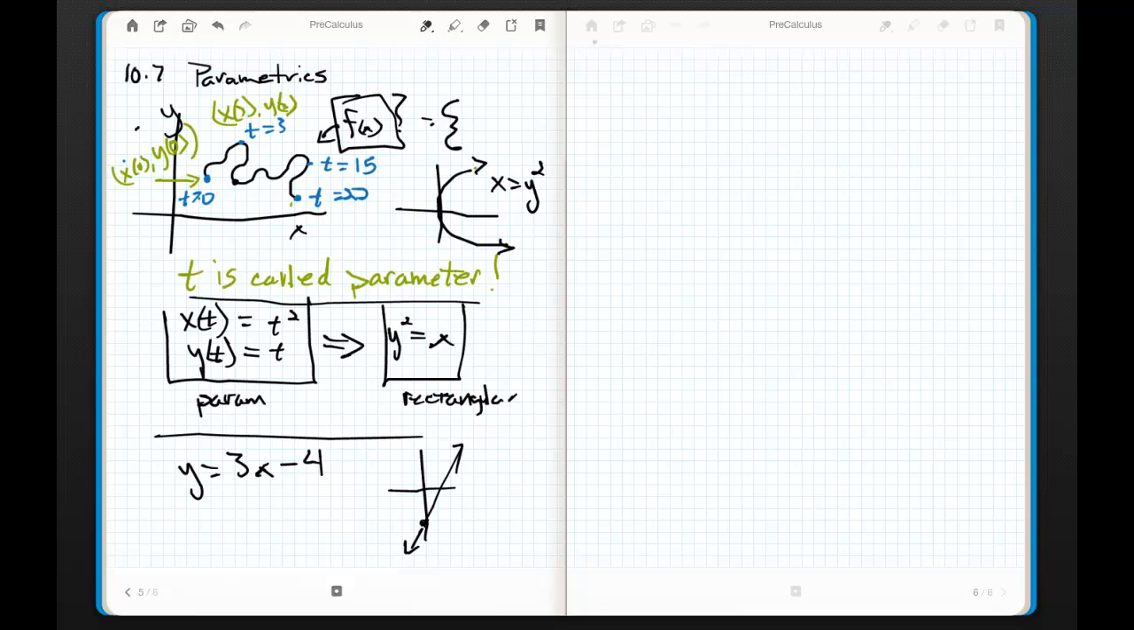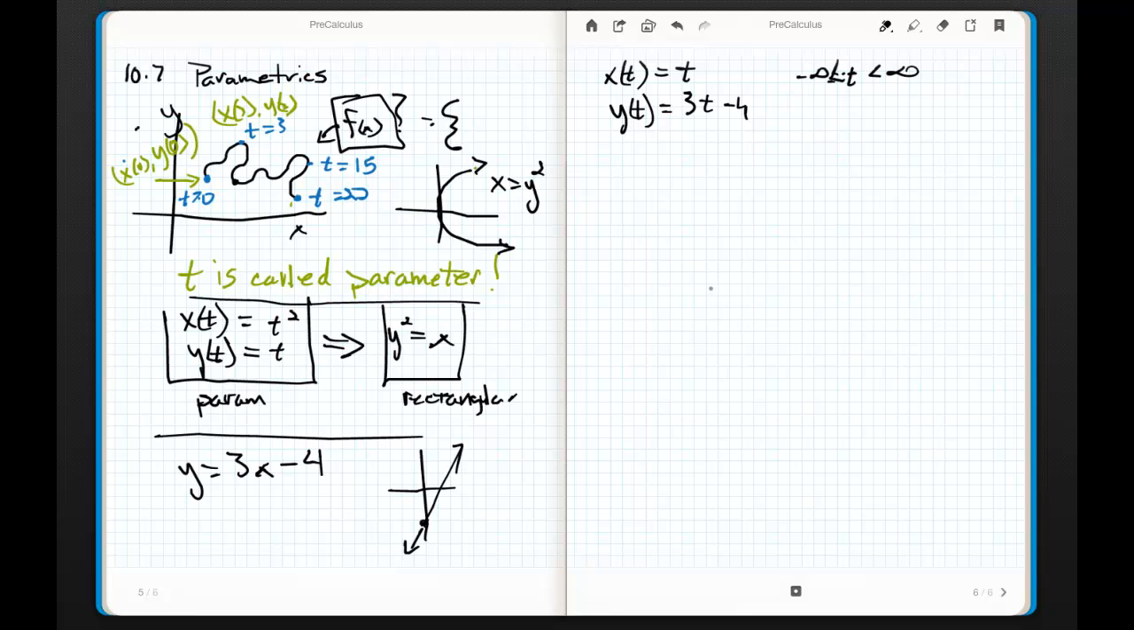Now, I'm going to have to do a little bit of work. So I'm going to let x of t, watch how simple this is. I love converting to x of t and y of t. I'm going to let x of t equal t, and I'm going to let y of t equal 3t minus 4. Now, if I want to get the whole line, then I have to define t between -infinity and infinity.